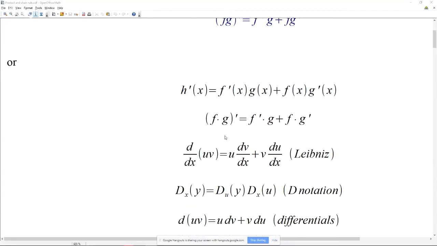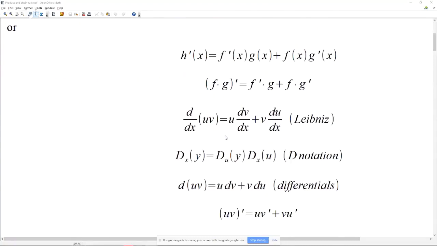Then we go into the more verbose ways of writing things. This is Leibniz notation, and this is d over dx of u times v equals u dv with respect to x plus v du with respect to x here. So this is a very common way of writing it, and I like this particular way of writing it because it actually shows you what you're taking the derivative of, and it helps in differentials. But the prime notation here is more.